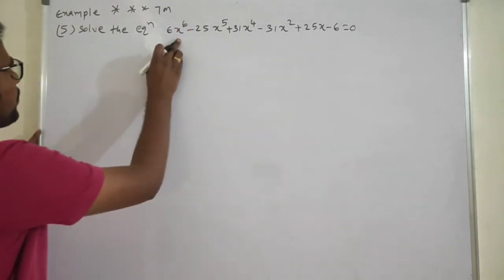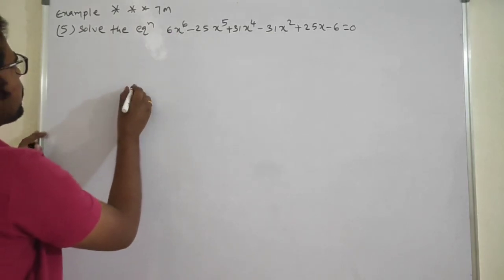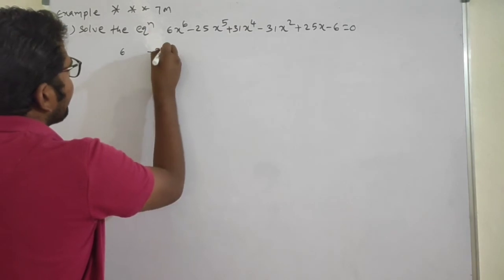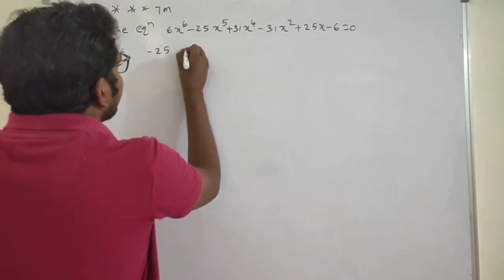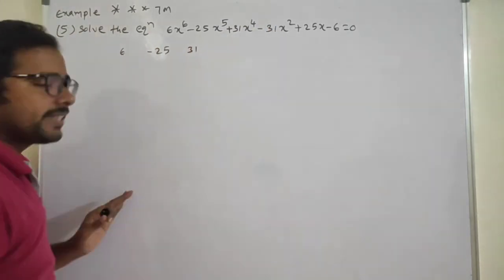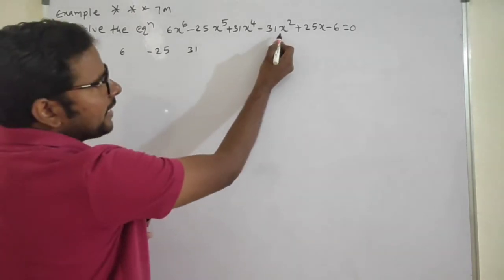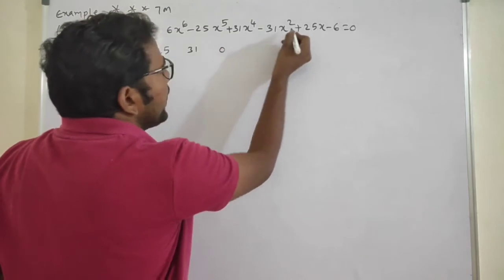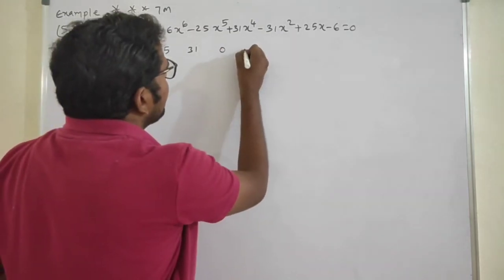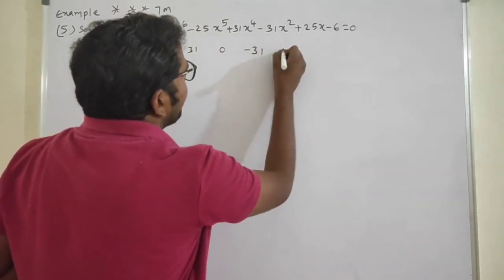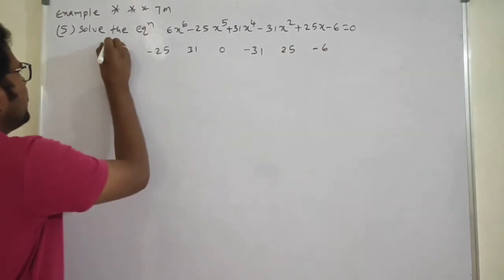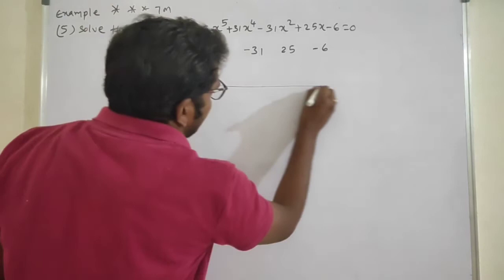First, by using Horner's method. What is the coefficient of x^6? 6. The x^5 coefficient is -25. The x^4 coefficient is 31. For x^3, don't skip to x^2 directly. We don't have an x^3 term, so take that coefficient as 0. The x^2 coefficient is -31. The x coefficient is 25. The constant is -6. Now we have to try +1 or -1.